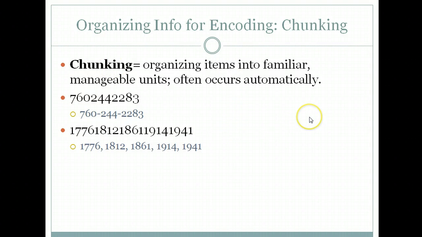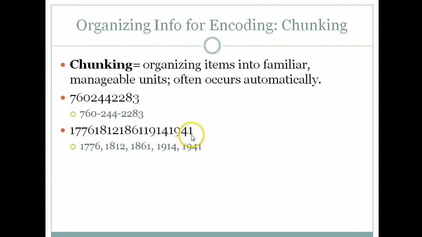So imagine if someone just read off numbers to you, the 7, 6, 0, 2, 4, 4, 2, 2, 8, 3. If you tried to remember those numbers individually, it might be a little bit more difficult. But when you chunk it into smaller parts, you'll notice it's just a phone number, which is very easy for us to remember. Instead of this long string of numbers like it is up here, we group them together. So we know 760, 244, 2283, which is the number to Oak Hills High School.